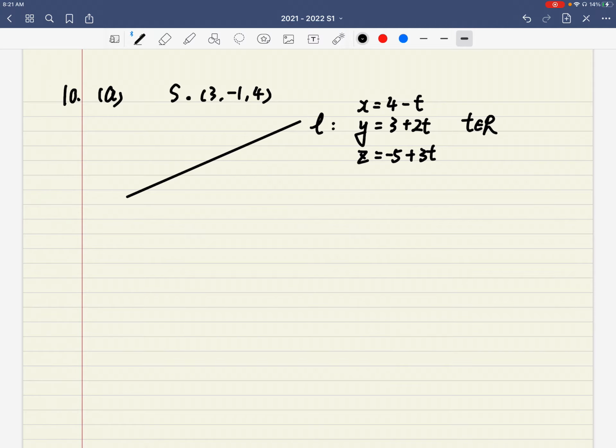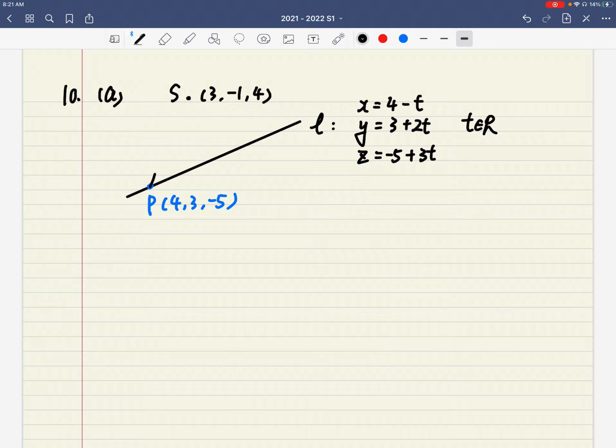So find the distance. To find the distance, you always need to find a random point on L first. Let's call it P. How do we get a random point on L? The simplest way is to let t be 0. If you let t be 0, then you easily get the point (4, 3, -5).